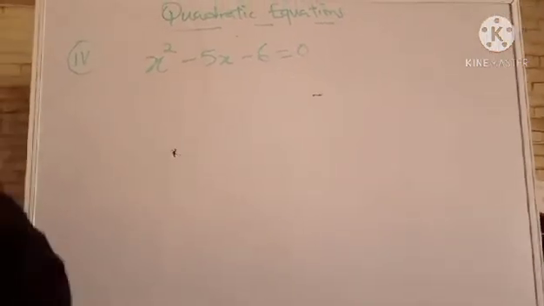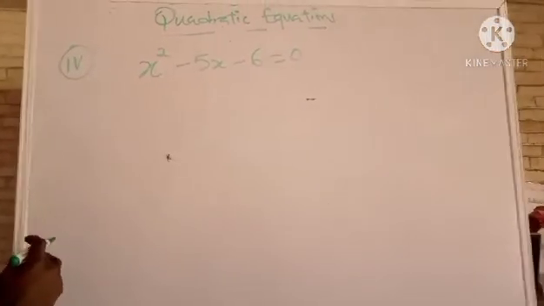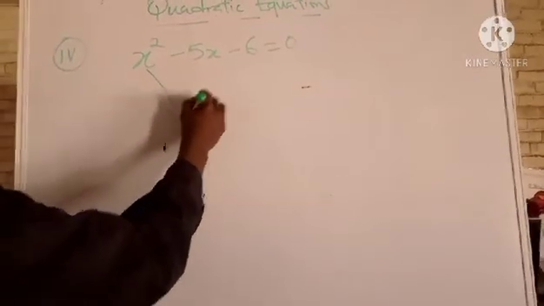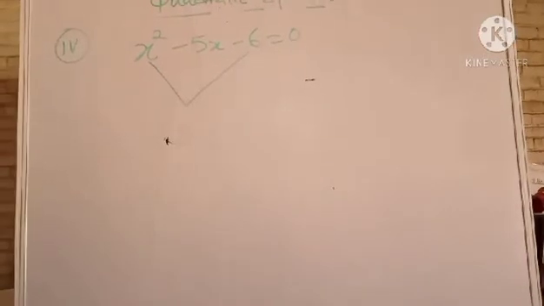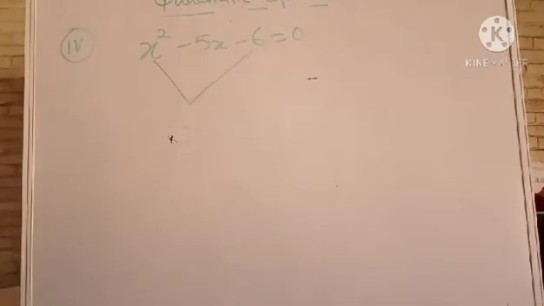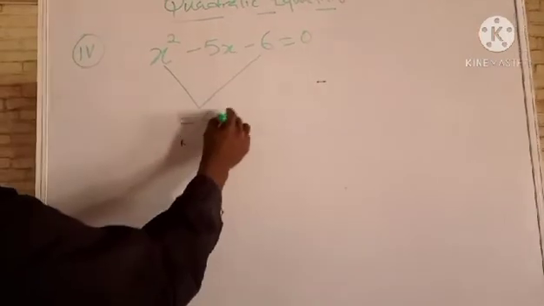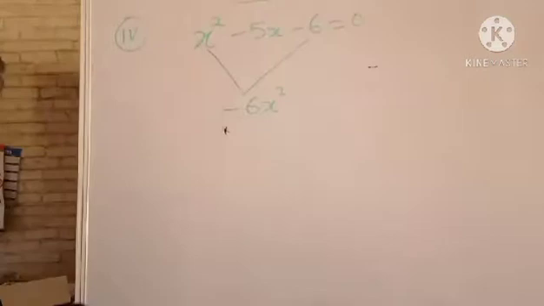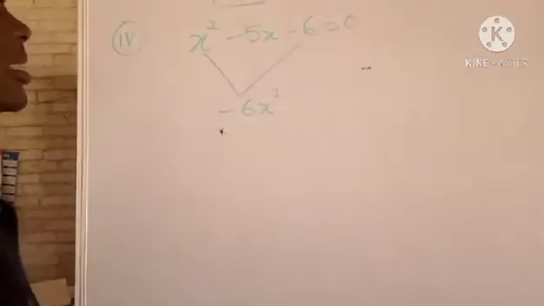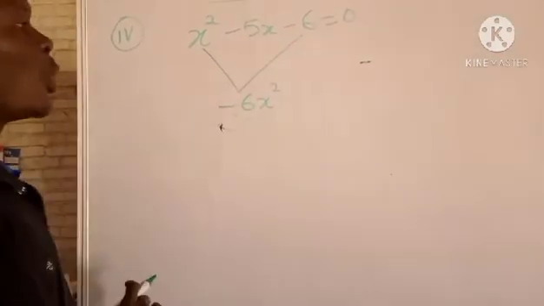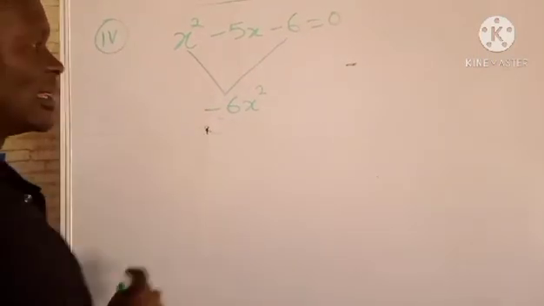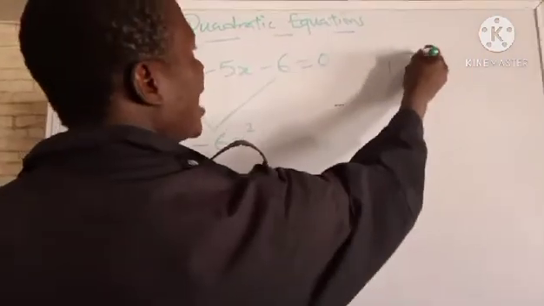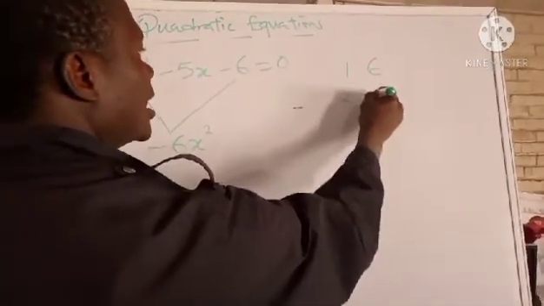So in trying to factorize this, it is usually best to multiply the coefficient of x squared with the constant. On multiplying x squared by minus 6, you have minus 6x squared. The coefficient here is 6, so we're going to look for the factors of 6. Looking for the factors of 6 means what two numbers do you need to multiply to get 6? And the factors you need to multiply to get 6 are 1 and 6, 2 and 3.